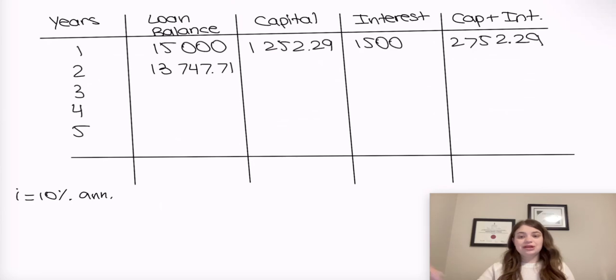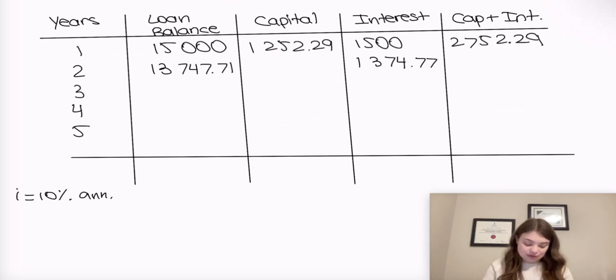Okay, now I'm going to multiply that by 10% to find out how much interest we have to pay on that, because now it's a year later, we owe another year's worth of interest, which is 10% on our balance. So that means that we owe $1,374.77.